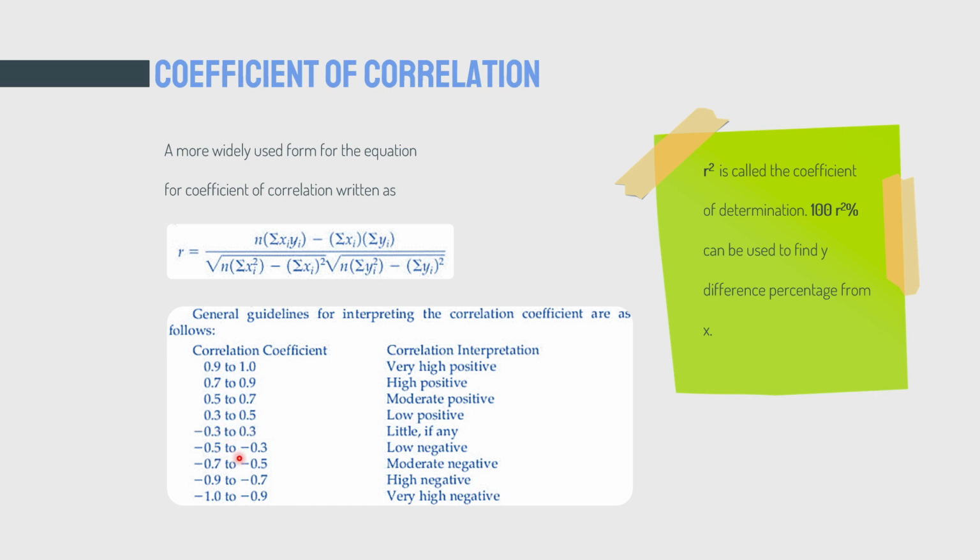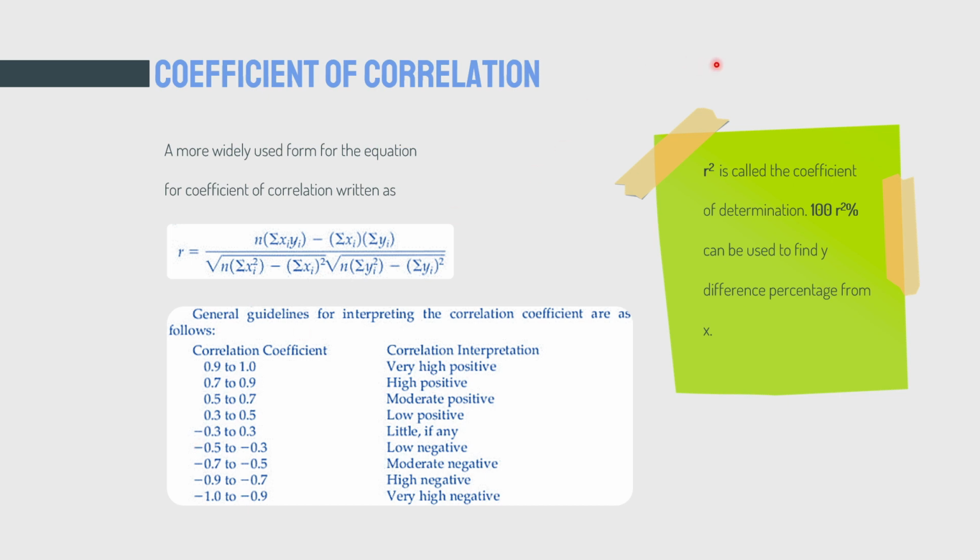Minus 0.5 to minus 0.3, low negative relation. Minus 0.7 to minus 0.5, moderate negative. Minus 0.9 to minus 0.7, high negative. Minus 1 to minus 0.9, very high negative correlation. Remember why it's minus 0.5 to minus 0.3? Because minus 0.3 is bigger than minus 0.5 and so on.